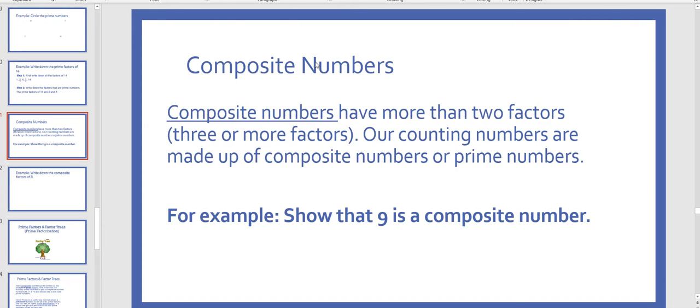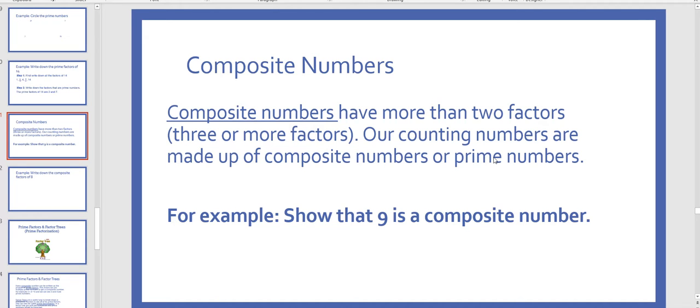Okay, now let's look at composite numbers. Composite numbers are basically the opposite of prime numbers. We know prime numbers can only have 2 factors, 2 different factors, whereas composite numbers have more than 2 factors. They have to have more than 2. So 3, 4, 5, and so on. Our counting numbers are made up of either composite numbers or prime numbers.